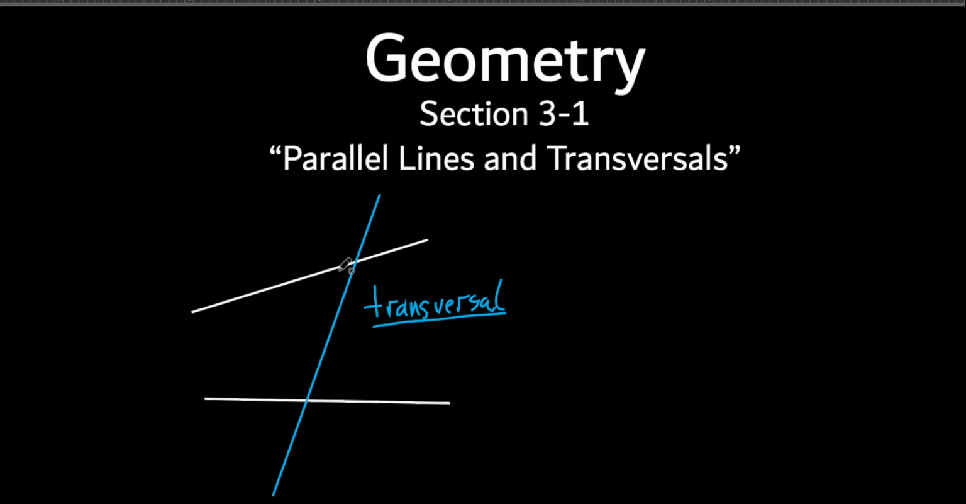All right, here we go. So this blue line right here is called a transversal. It's called a transversal because it crosses.